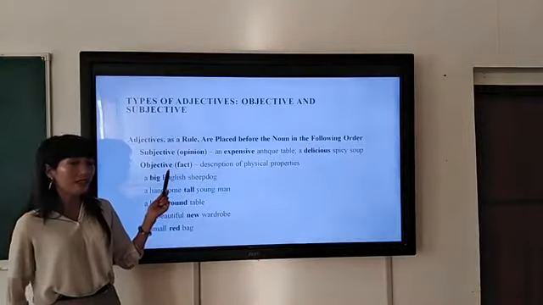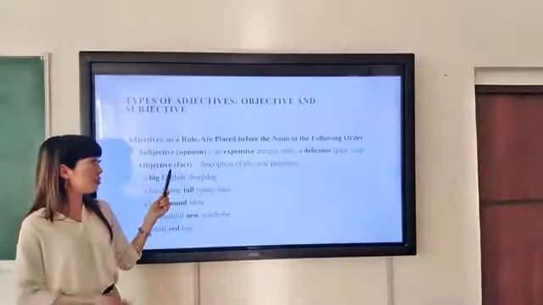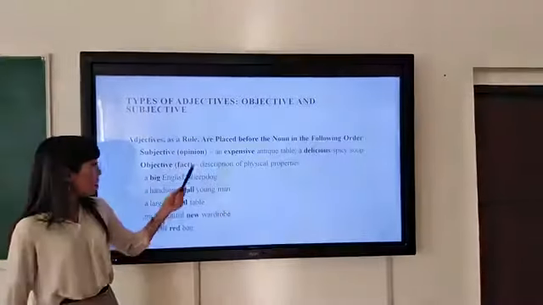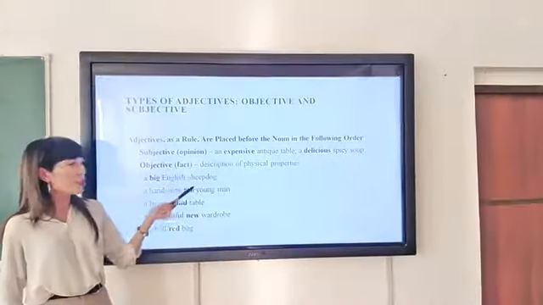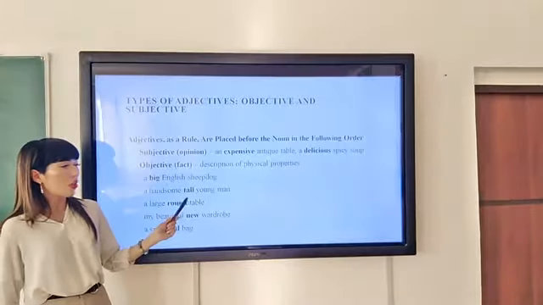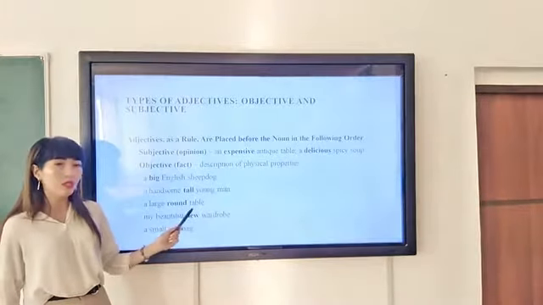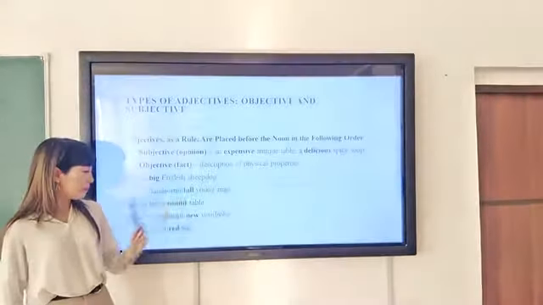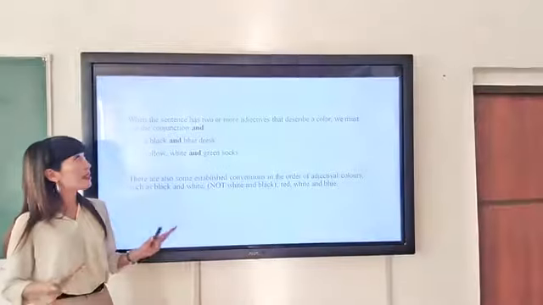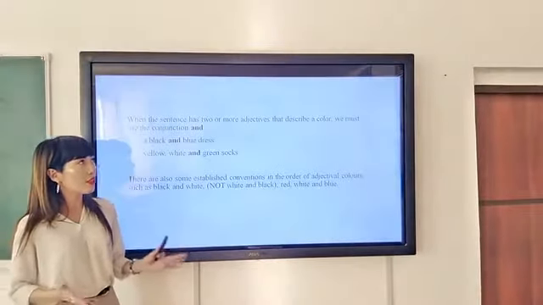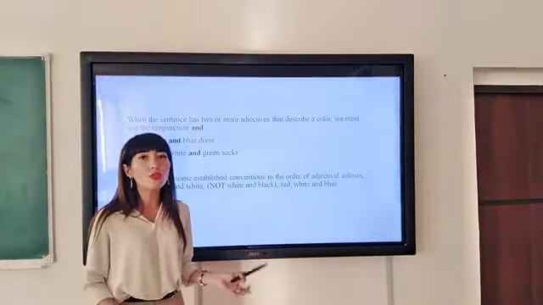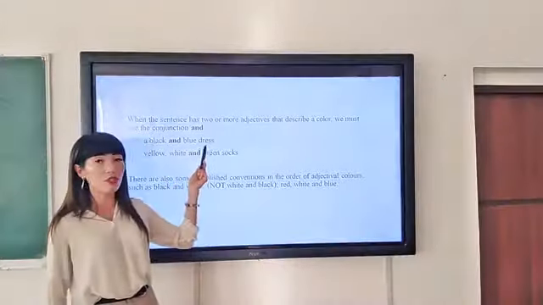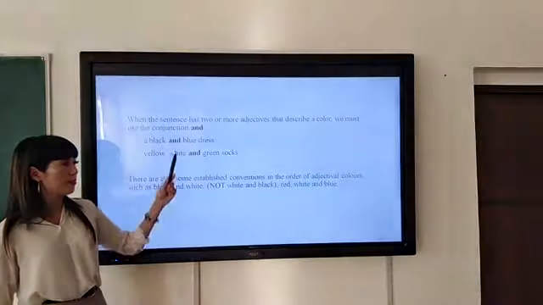So, next is objective. It means fact. You are describing with a fact, a description of physical properties. Here are examples: a big English sheepdog, handsome tall young man, large round table, my beautiful new wardrobe, a small red bag. While a sentence has 2 or more adjectives that describe a color, we use conjunctions. So, for example, black and blue, for describing a dress, we use 'and' here.